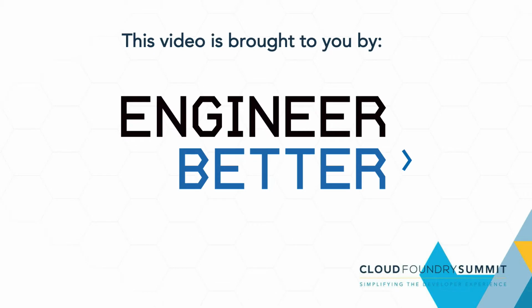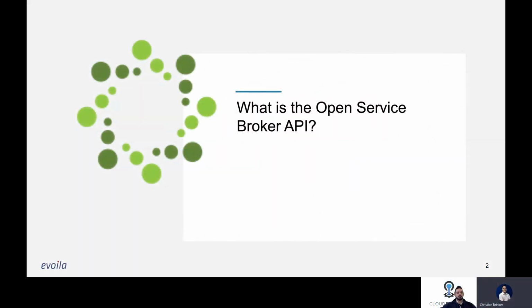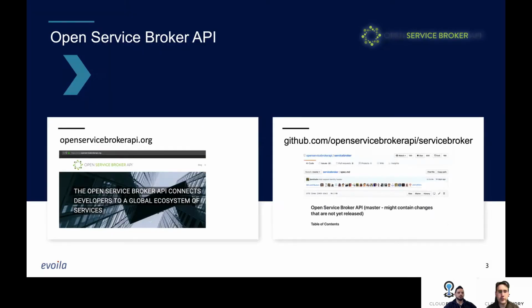Hi. And we are presenting to you about the Open Service Broker API. So what is the Open Service Broker API? The Open Service Broker API is an open standard to organize service offerings for cloud-native platforms. It was first developed by the Cloud Foundry community, later on extended to support other platforms, for example, Kubernetes.